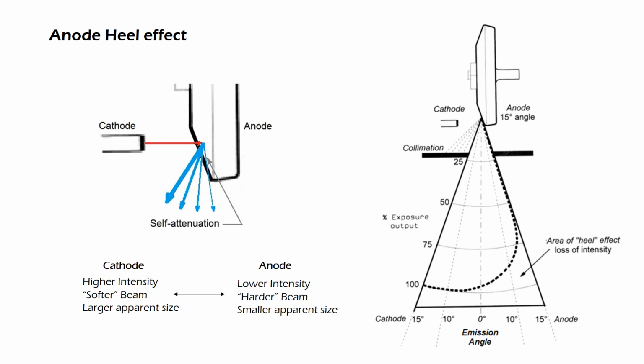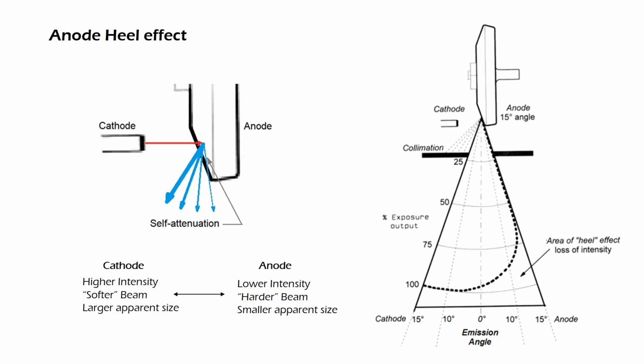Due to heel effect, compared to the cathode side, on the anode side we get a lower X-ray intensity and harder beam due to higher self-absorption or filtration. Also we get a smaller apparent focal spot as discussed a while ago.